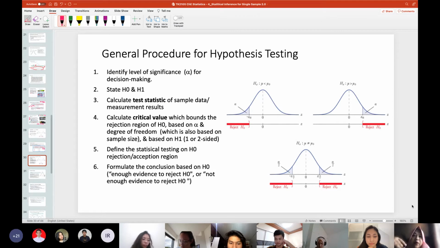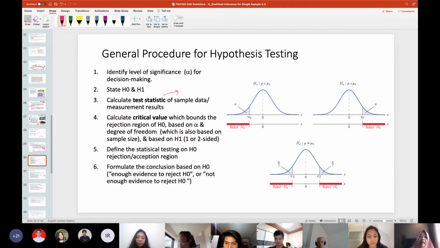Okay. So again, this is actually similar to the previous one. We have discussed this one. First we have to find the significance level alpha for the decision making. Is it 90%? Is it 95%? Or is it 99%? And then the second one, we state the H0 and also the H1. After that, we check the test statistic. If the sample is large enough, we can use a Z statistic. If the sample is small, we can use the T table, the T distribution.